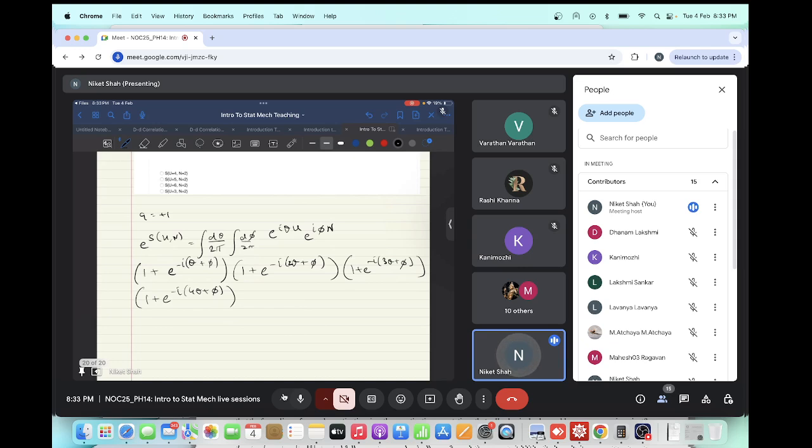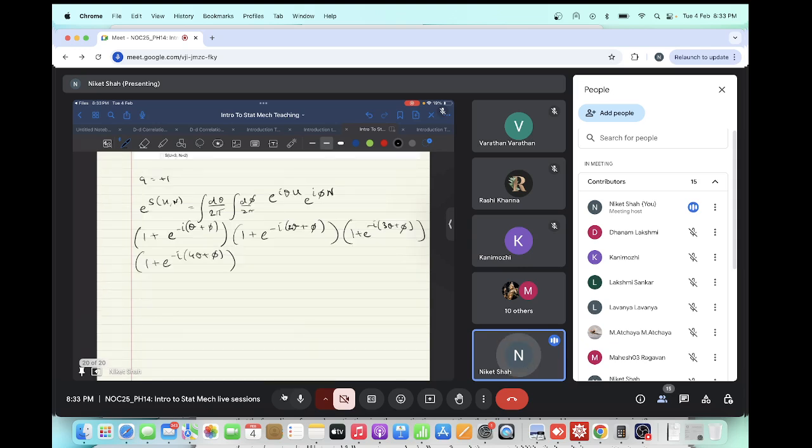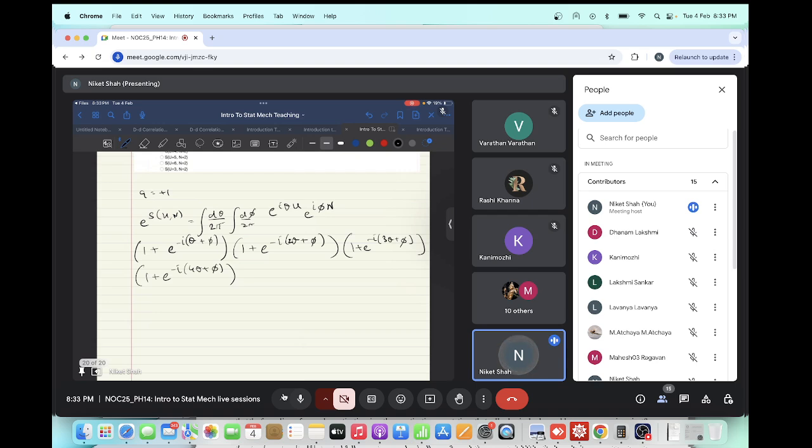Alright, so now what we are supposed to do is multiply out all the brackets and see what answer we get here. What's the answer that we get? So the first term is going to be 1.